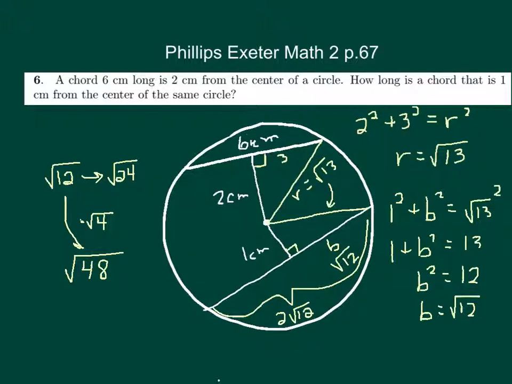Does that kind of make sense? So it'd just be 2 root 12. I would leave it as 2 root 12. And if you want to take 2 root 12 and go the opposite way, you could see that 2 is the same as root 4 times root 12. And that's where I got that root 48 from.